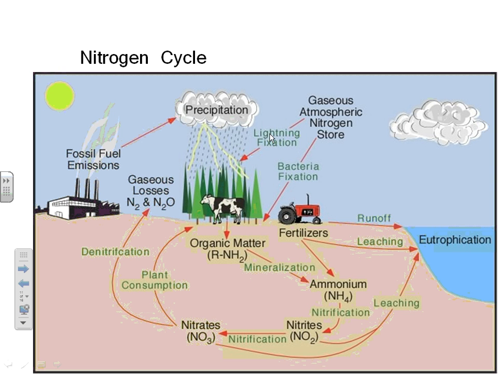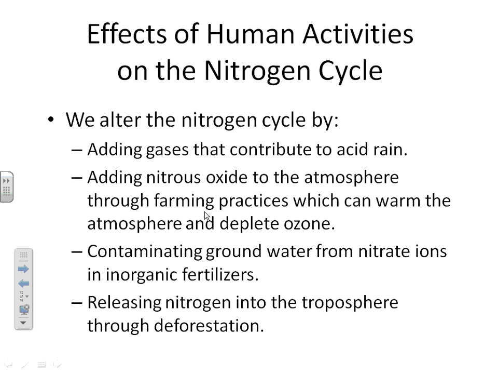Very, very small amounts are made by lightning fixation, and in some cases in very high temperature combustion, like in emissions from a factory or from a car, we can have a little bit of nitrogen fixation happening. So we can get some nitrates in the atmosphere because of combustion. Okay, so let's break this down a little bit. This is big time dependent on bacteria.